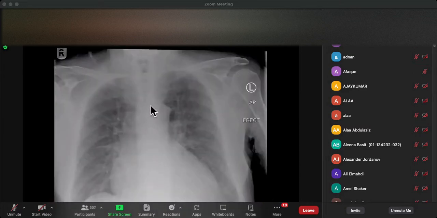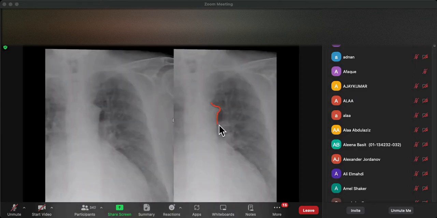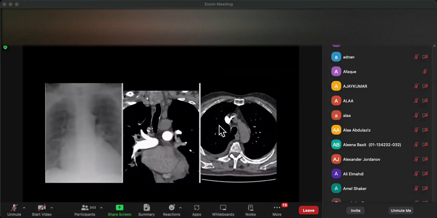Okay, this is what's called the aortic nipple. So there's the aortic knuckle, and then there's a little nipple-shaped structure just adjacent to the aortic knuckle, and that is a dilated left superior intercostal vein. And you can see it just here.